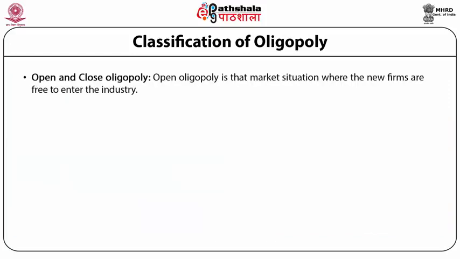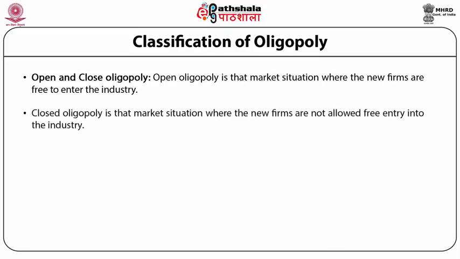Open and closed oligopoly. Open oligopoly is that market situation where new firms are free to enter the industry. There is no restriction of any kind for the desiring firms to enter into the market. Closed oligopoly is that market situation where new firms are not allowed free entry into the industry.